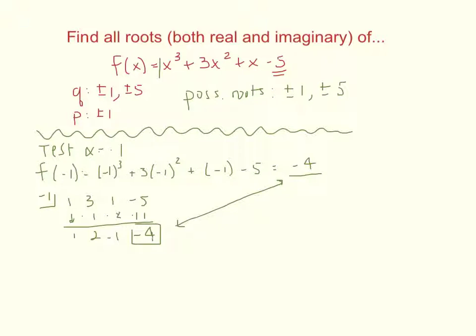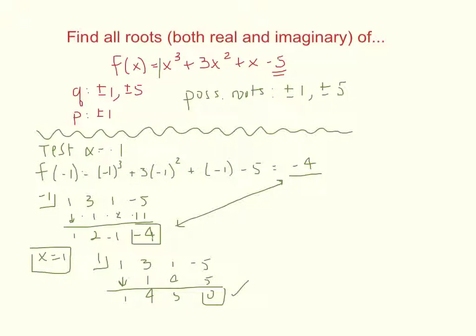Let's test positive 1. Now again, I could plug in or I could use synthetic division. Now I'm just going to use synthetic division because the result that you get is also useful. So if I use synthetic division for 1 on 1, 3, 1, negative 5, I get 0 as a remainder. So x equals 1 is a real root of f of x.